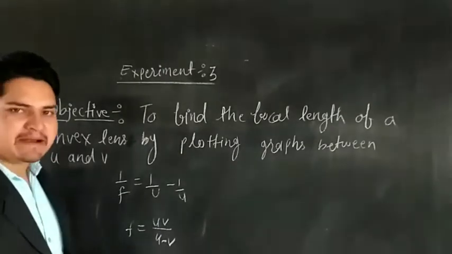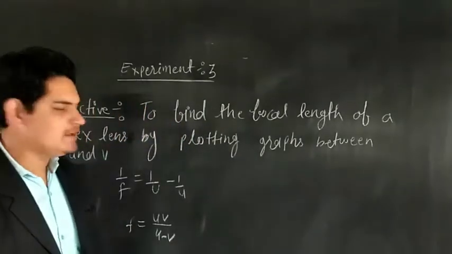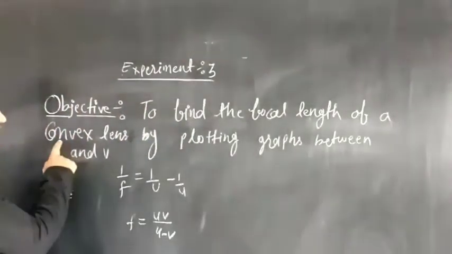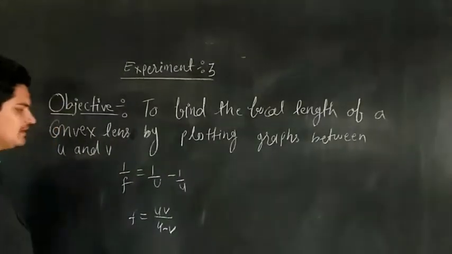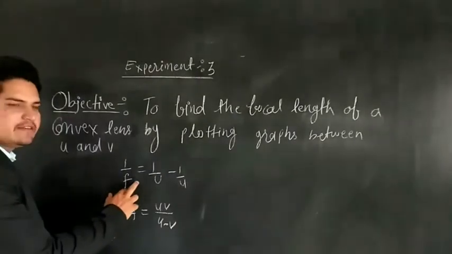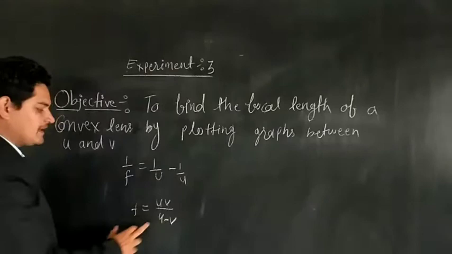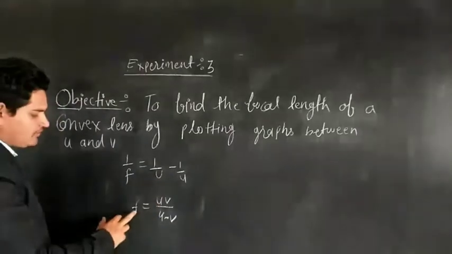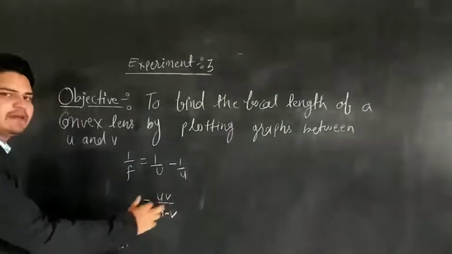So in this practical we are going to plot the graph between u and v to find the focal length of a convex lens. To find the focal length of a convex lens, this is the lens formula: 1 upon f is equal to 1 upon v minus 1 upon u. We can simplify this formula and use f is equal to uv divided by u minus v.